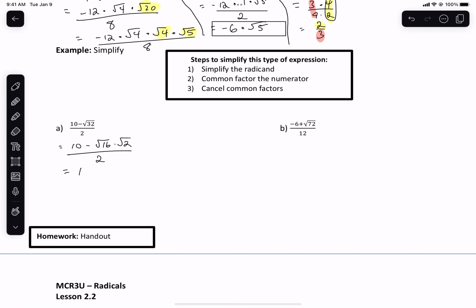Okay, so we get 10 minus 8 root, 10 minus 4 root 2 over 2. Now remember the other day, Friday I guess it would be, we talked about all the terminology, the coefficients and terms. How many terms are there in the numerator? There's 2 terms. There's a term, there's a term.